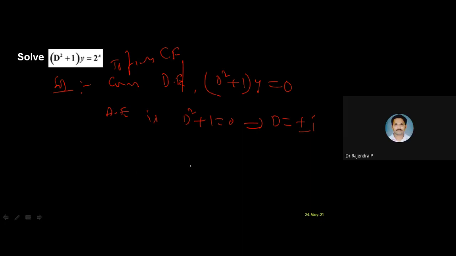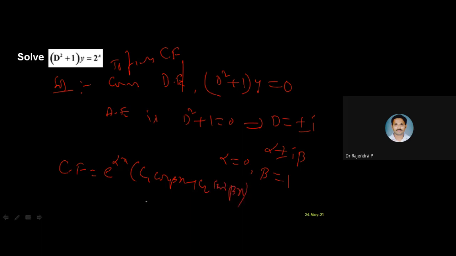Very good. So here roots are of the form alpha plus or minus i beta. What is the alpha value? 0. Beta value 1. Correct? So when roots are complex, what is the complementary function form? e to the power of alpha x (c1 cos beta x plus c2 sin beta x). This is the formula. So your CF is e to the power of 0x, which is nothing but 1, so c1 cos x plus c2 sin x.